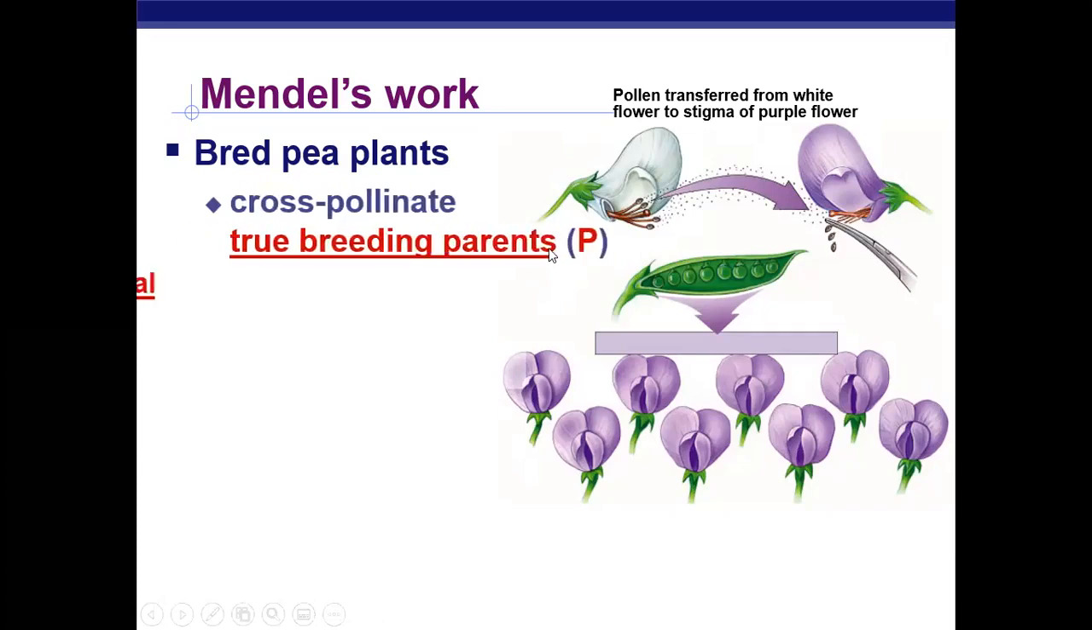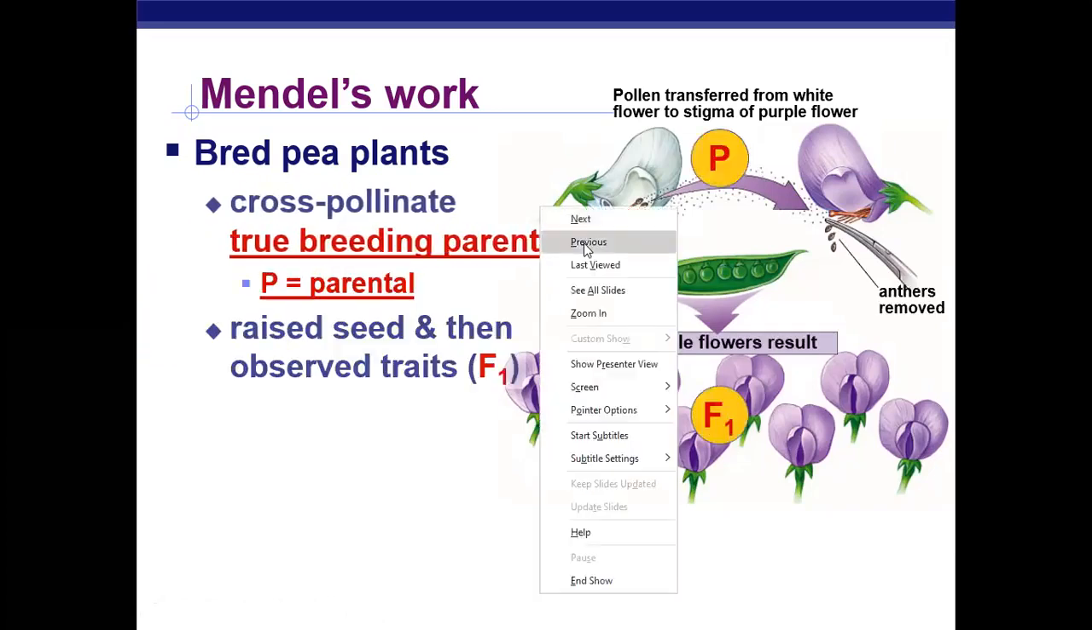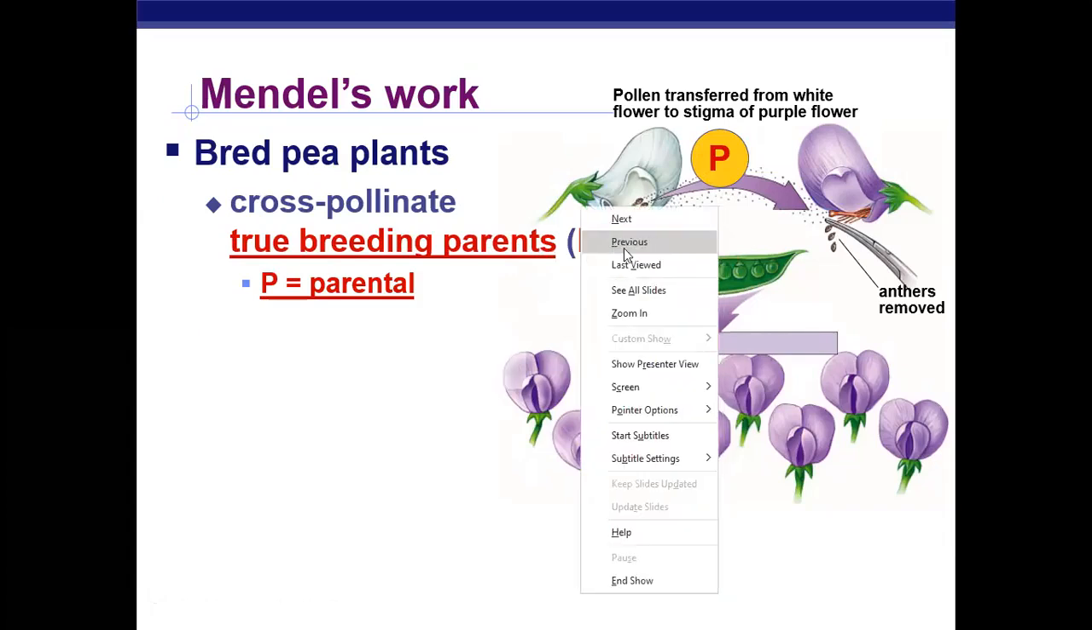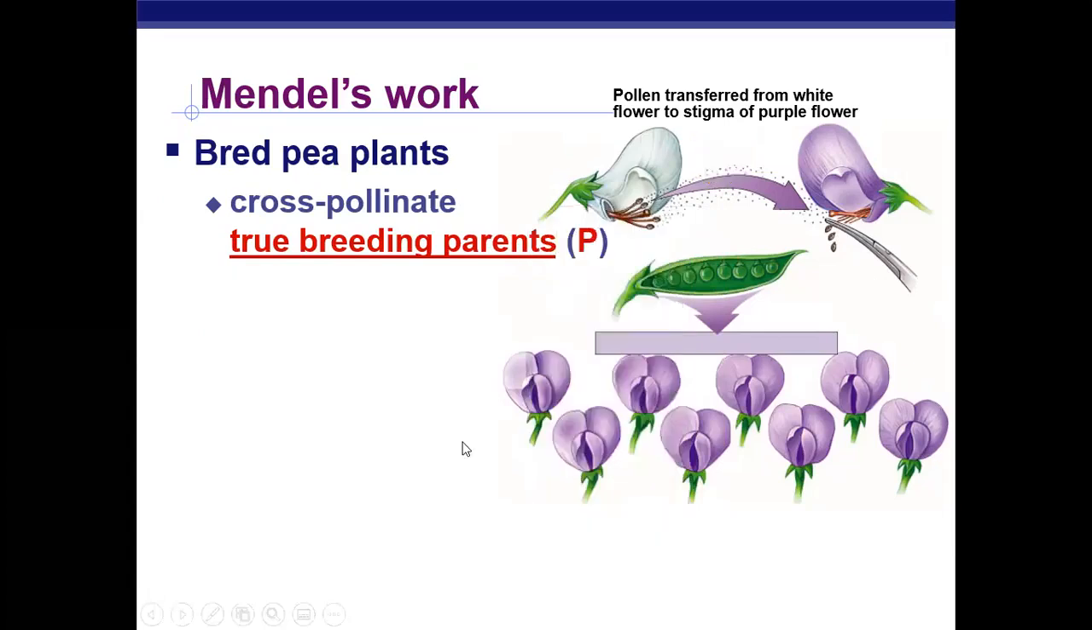He did something called cross-pollinating. We'll start there. He cross-pollinated. Cross-pollination occurs normally when any kind of wind or insects take pollen from one flower to another, but he can be absolutely certain where his pollen is coming from.